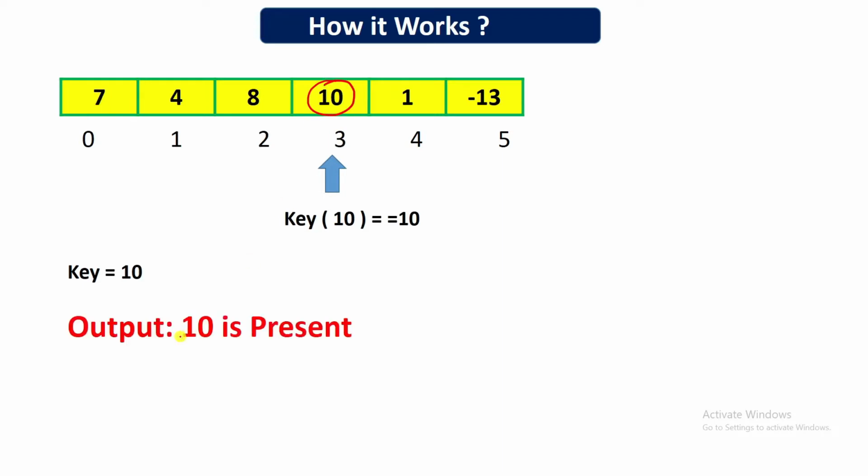Okay, so my output will be yes, 10 is present. So now my linear search algo will stop here at this point. Now let's say I want to search minus 13 in this array, then what will happen? Basically again I will search in a sequential manner.